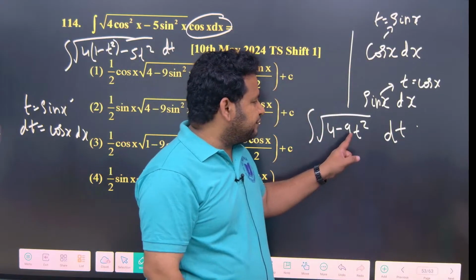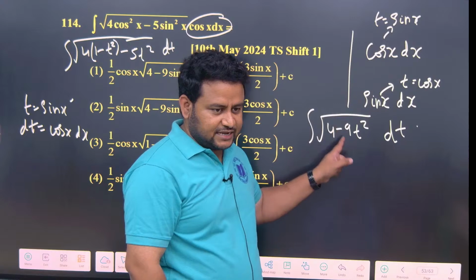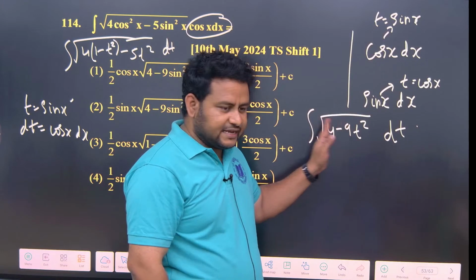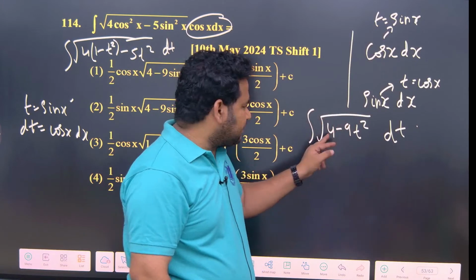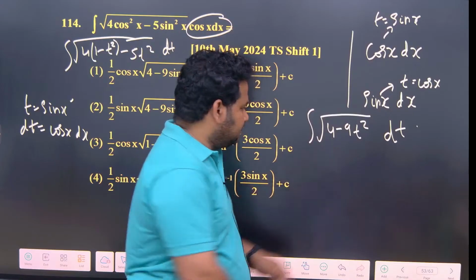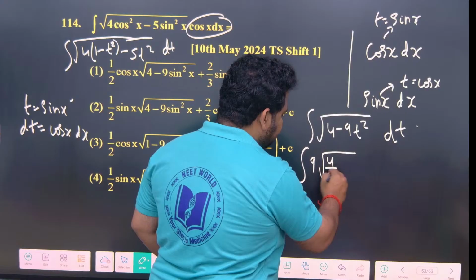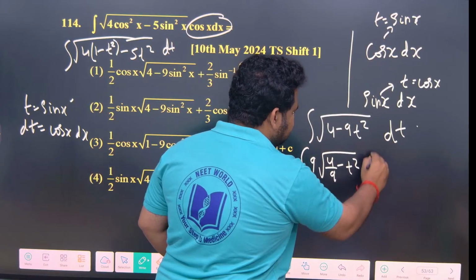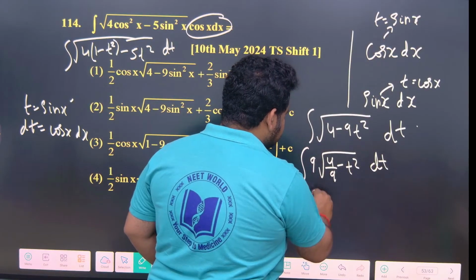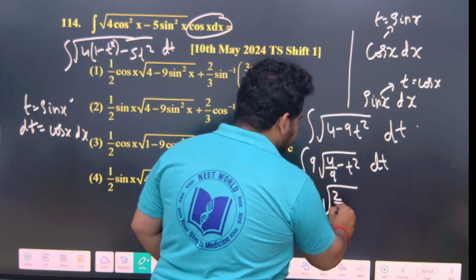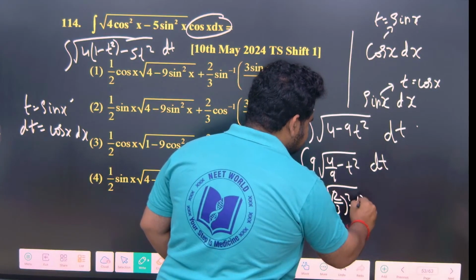I want the coefficient of t square to be 1, but it is 9. So I can take 9 outside. If I take 9 outside, here I should divide by 9. So this will become 9 into the square root of 4 by 9 minus t square, dt. Or I can write it as 9 into the square root of (2 by 3) whole square minus t square, dt.